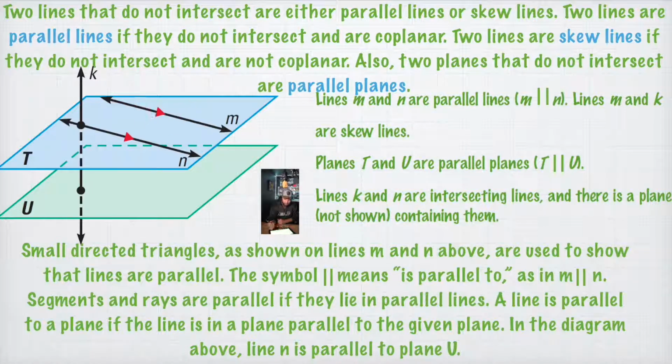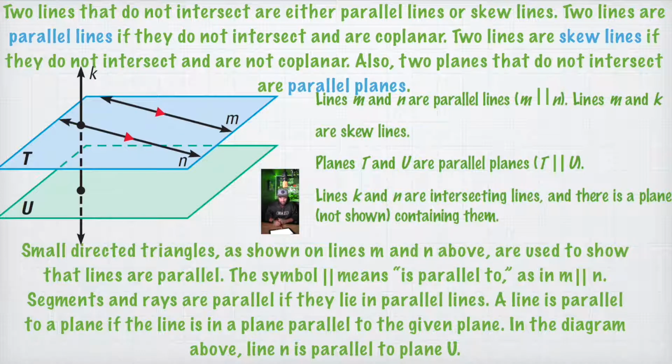Small directional triangles as shown on the lines M and N above are to represent parallel. A lot of times when you write it, the symbol right here means it's parallel to, as in M is parallel to N. Segments and rays are parallel if they lie in parallel lines. A line is parallel to a plane if the line is in a plane parallel to the given plane. So like line M would be parallel to plane U because plane U and T are parallel.